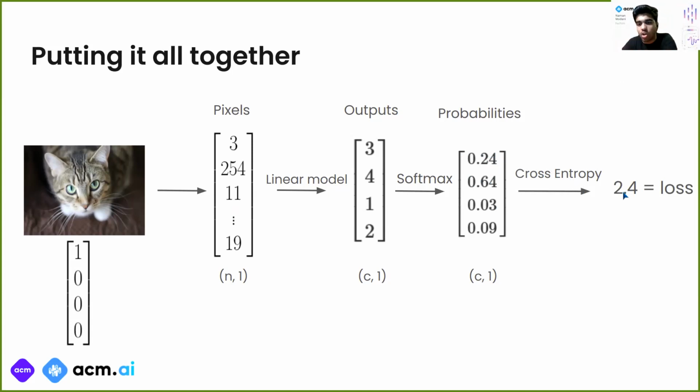Now, of course, it doesn't stop here. We go on to update the weights and the biases, but this is a general picture of how this operates. So we have the pixels, we put them into our linear model, which gives us an output. Now we run that output through an activation function, which is softmax, and we receive probabilities. After that, we run it through our cross entropy function, and then we get the loss, which is 2.4. And once all of this is done, we go on to update the weights and the biases.